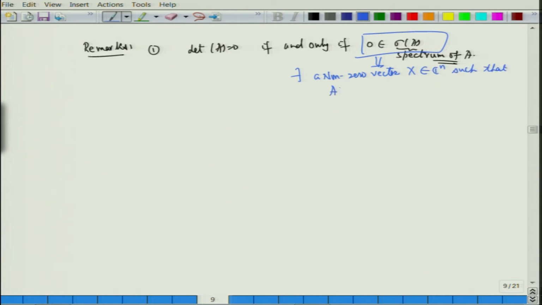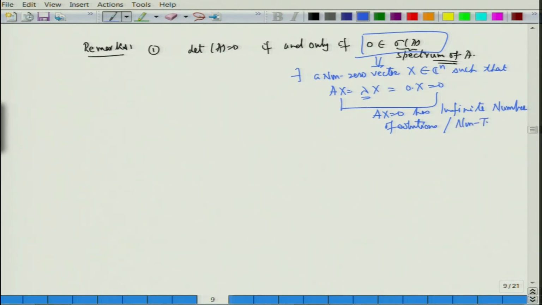such that Ax is equal to lambda x, but here lambda is 0, so you have 0 times x, which is 0. So what we are saying is that the system Ax equal to 0 has a non-trivial solution, or an infinite number of solutions, and therefore we know that the matrix A must be non-invertible, so it must be singular, and hence determinant of A must be 0.